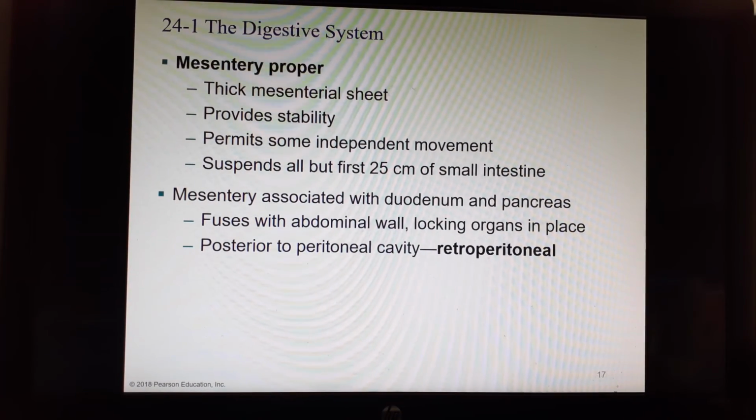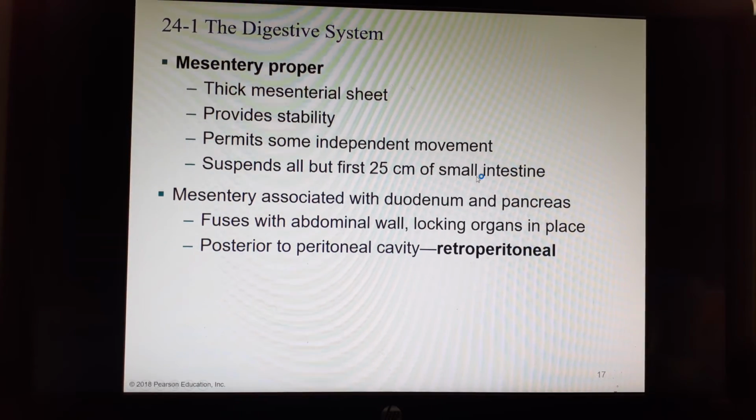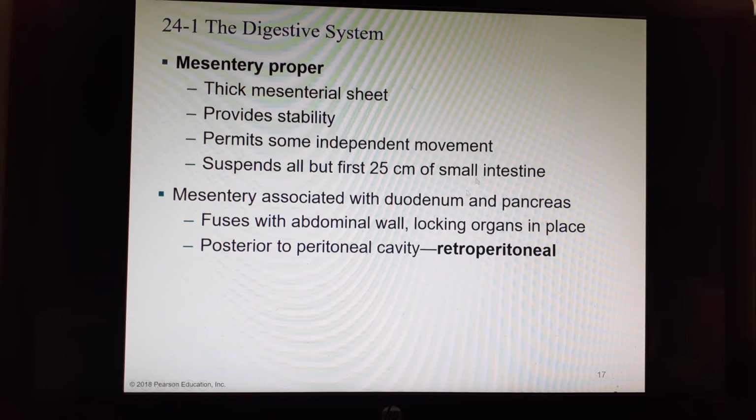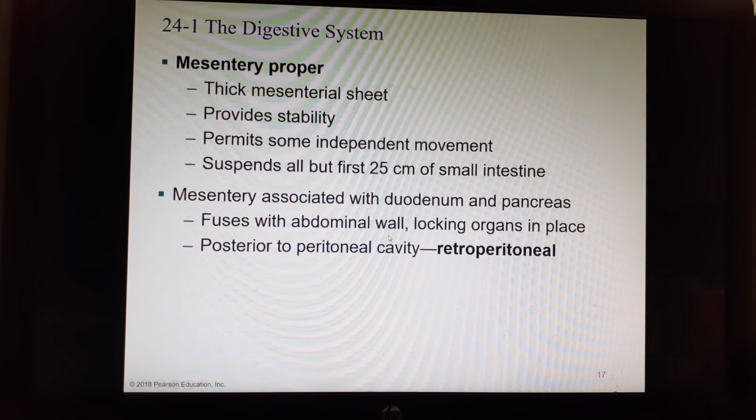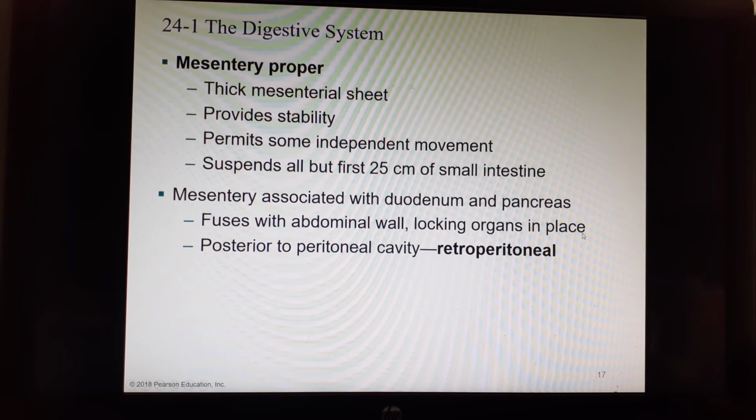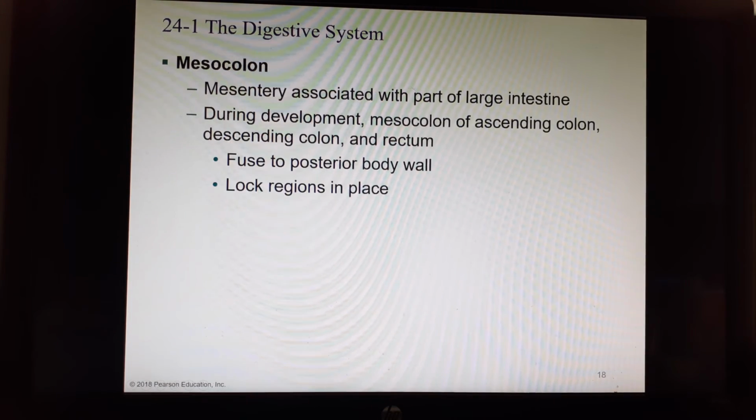The mesentery proper is a really thick sheet that has stability but lets a little bit of things move around, and it holds all except the first 25 centimeters of the small intestine. This one is associated with the mesentery associated with the duodenum and the pancreas is fused to the abdominal wall and locks the organs in place. And anything that is behind this mesentery is called retroperitoneal. It's actually behind the peritoneal cavity.